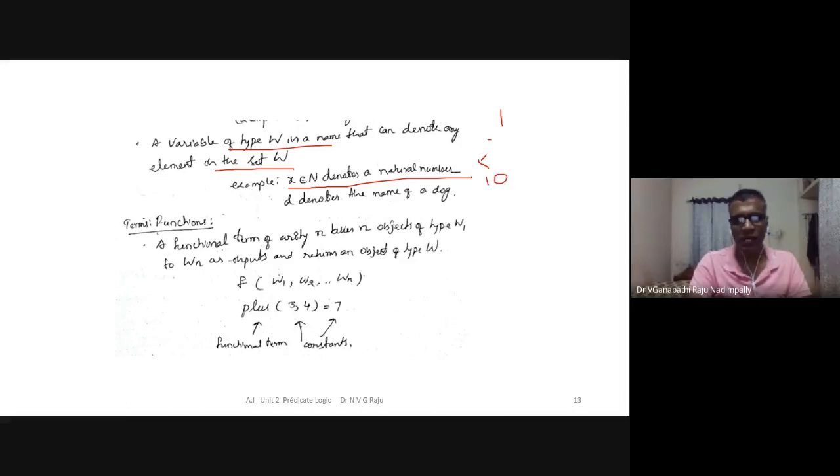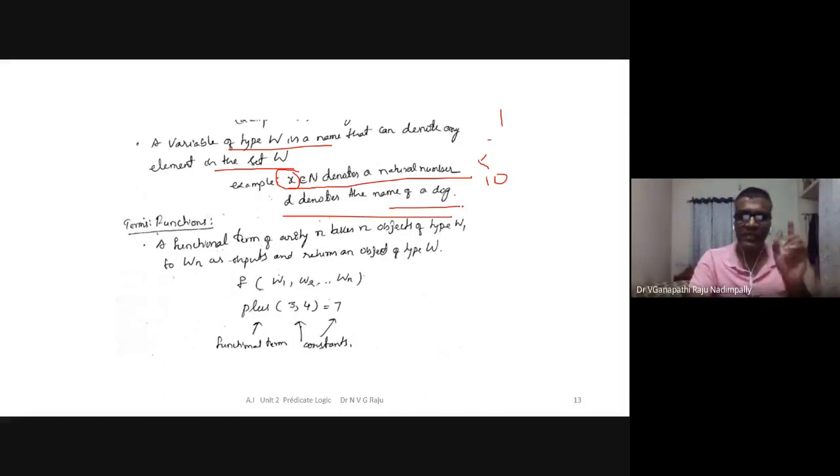Now earlier, if you want to represent a constant, there we have only one value. Here you can have any value. Here the variable is x. It can be 5, it can be 10, it can be 20. Now here D denotes a name. It can be Jim, it can be Jill, it can be Leica, whatever it may be. It is called a variable.